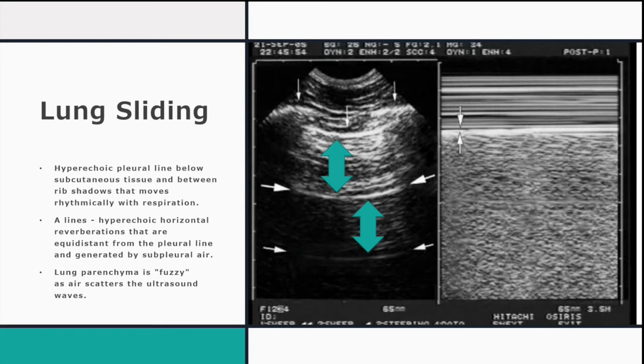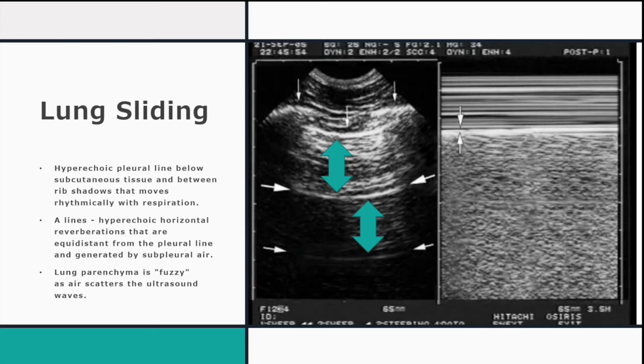And then you'll also have, in this picture, you can see these A lines, which are hyperechoic. This one's not as prominent, but hyperechoic horizontal reverberations that are equidistant from the pleural line, and they're generated by subpleural air. And that subpleural air can be in the alveoli, or it can be free air like in a pneumothorax.